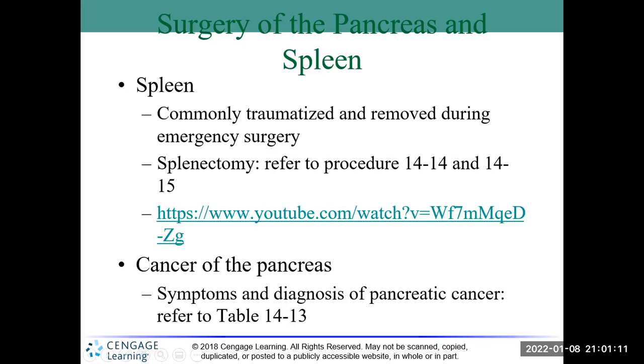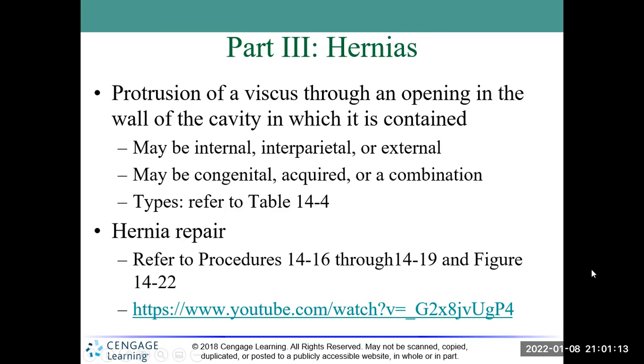And then pancreatectomy. I didn't do a video of that one. You can look on YouTube if you want to see that one, but it's not a super common one.